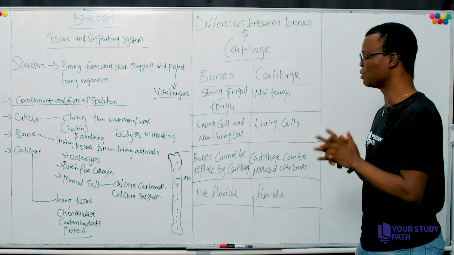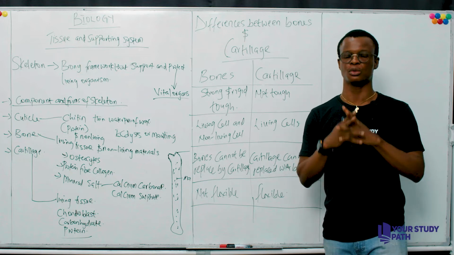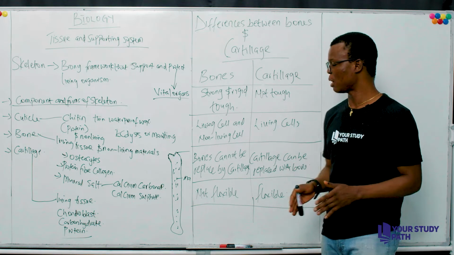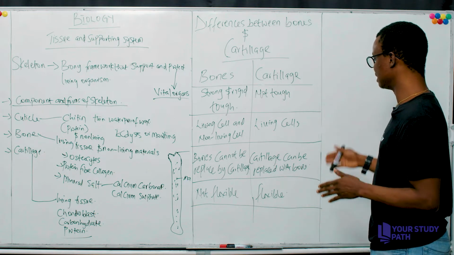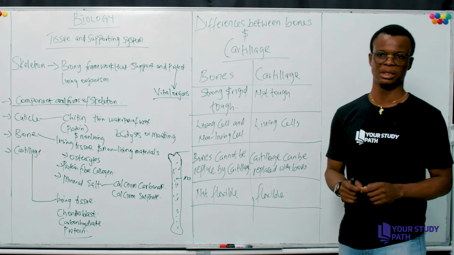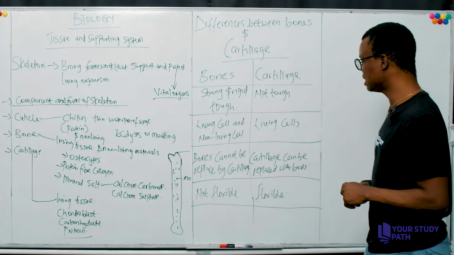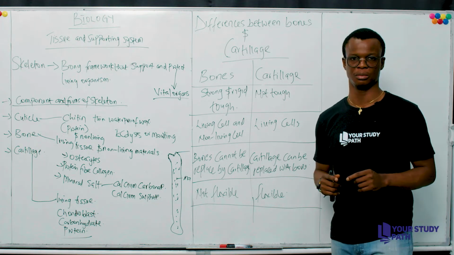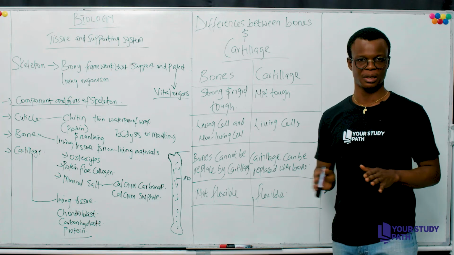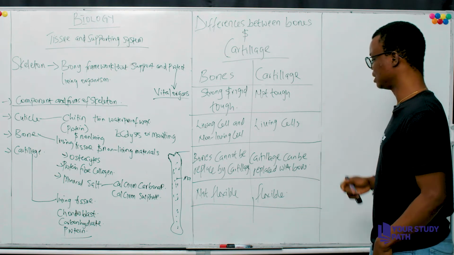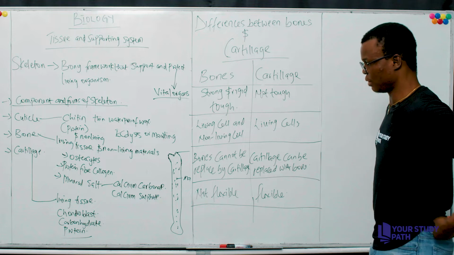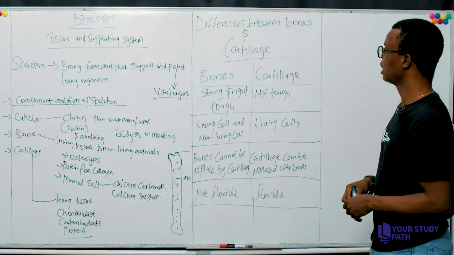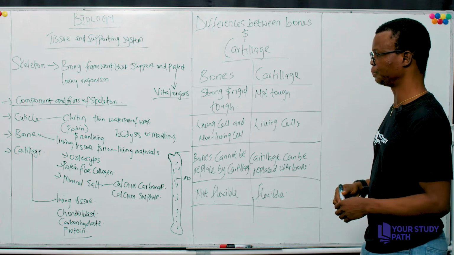For bones, bone contains living cells and non-living cells. However, in cartilage, it's purely living cells. Bones cannot be replaced by cartilage. In case of surgery or any accident, bone cannot be replaced by cartilage. However, cartilage can be replaced with bone. Another one is bones are not flexible. However, cartilage is very flexible. So those are literally the differences between cartilage and bone.